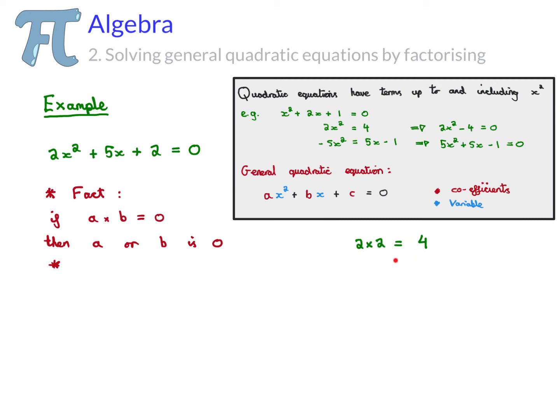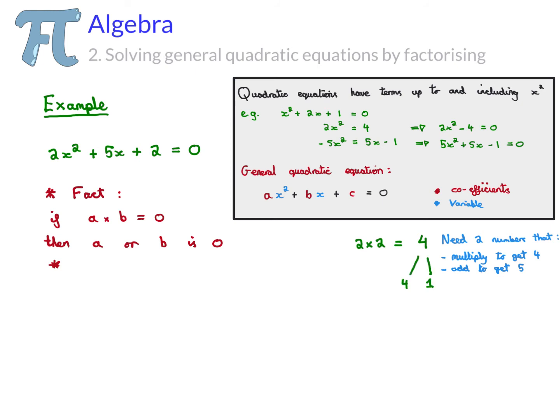Now, go on the hunt for two numbers which when multiplied together make this number, and when added together make the number which is the coefficient on the x term. For us, we want two numbers that multiply to make 4 and add to make 5. This is easy. The numbers are 4 and 1.